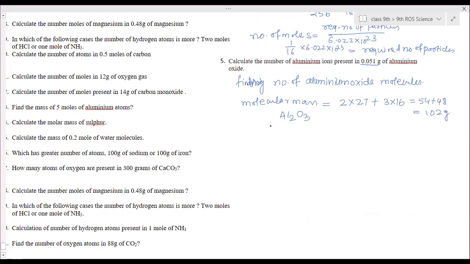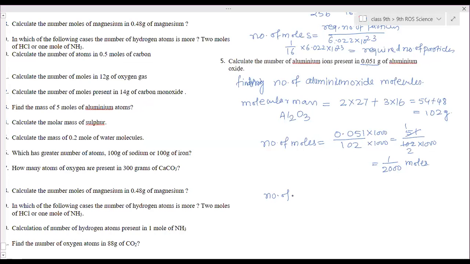So this is a molar mass. So number of moles is equal to given mass, that is 0.051 divided by 102. Multiply with 1000 into 1000. So that is 51 by 102 into 1000. 51 ones are 51, twos are 102. So that is 1 by 2000 moles. Keep this as it is. Don't convert into any decimals.